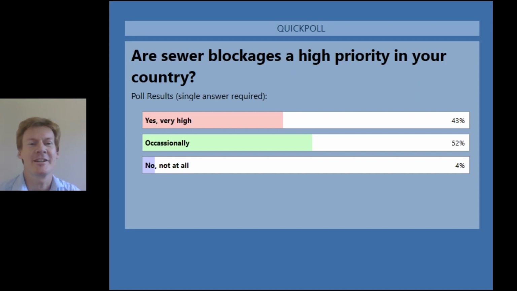But we also see countries that have lots of problems with this, and it would be interesting to understand why that is. Is that because of difference in how the sewers are designed, or is the difference in how people use the sewer system? That's always a sensitive topic, of course, but we like to understand that. In the meantime, we cannot change the sewer design easily. We can also not change the behavior of the people.